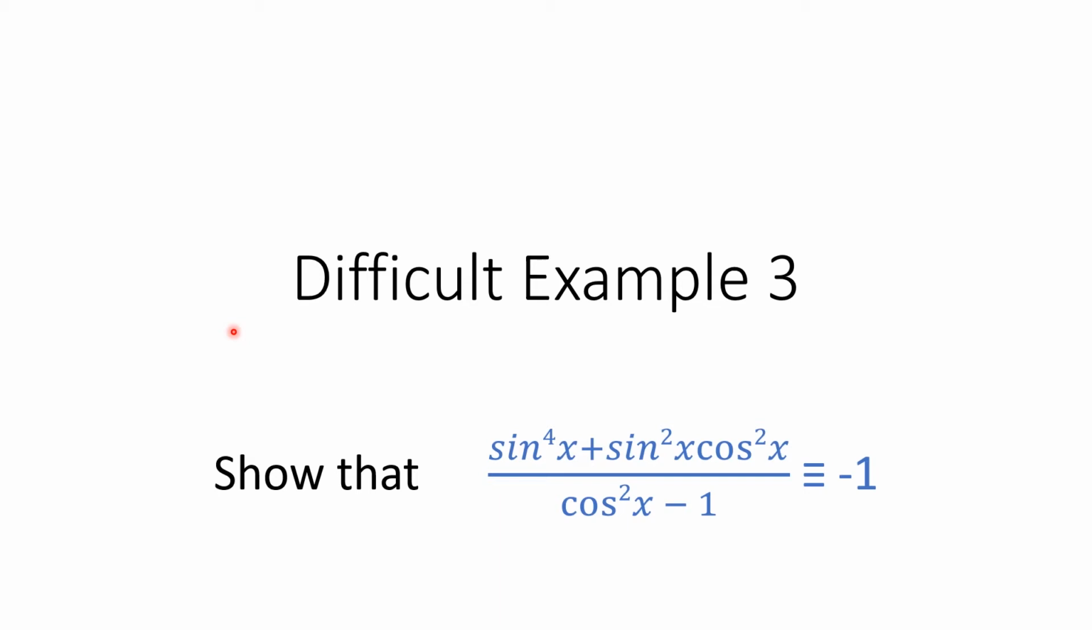Welcome back. In this video, we are going to look at another exam type question. Show that (sin^4 x + sin^2 x cos^2 x) / (cos^2 x - 1) equals minus 1. It looks like a quite complex equation, but we can prove it easily.